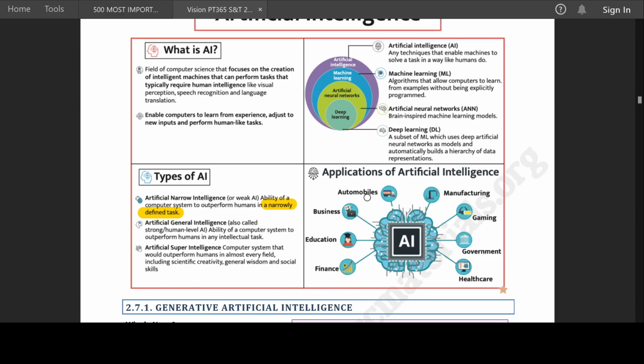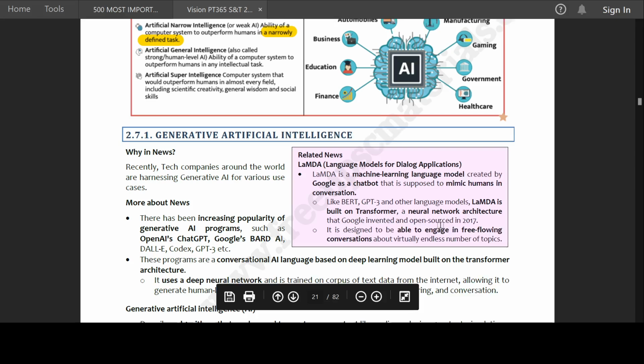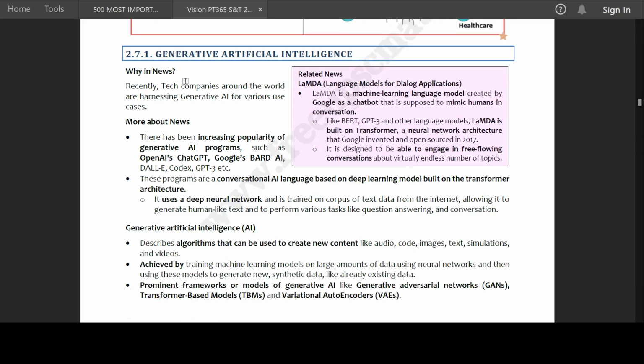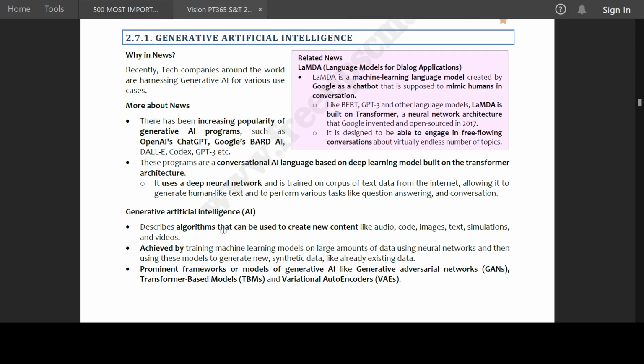Applications of artificial intelligence are automobiles, business, education, finance, manufacturing, gaming, government, healthcare. Generative artificial intelligence. Recently, tech companies around the world are harnessing generative AI for various use cases. Let's see what generative AI is. It describes the algorithms that can be used to create new content like audio, code, images, text, simulations. Since new content can be created, it is called generative.